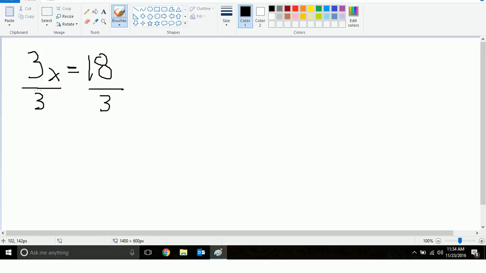So now we're going to cancel. We have the 3 on the top and we have the 3 on the bottom. We can cancel them. We know that's going to leave x. 18 divided by 3, we know it's going to give us 6. But now we know how to notate it. There's something important going on here, and that is reciprocals. So we have to study reciprocals for just a little bit.